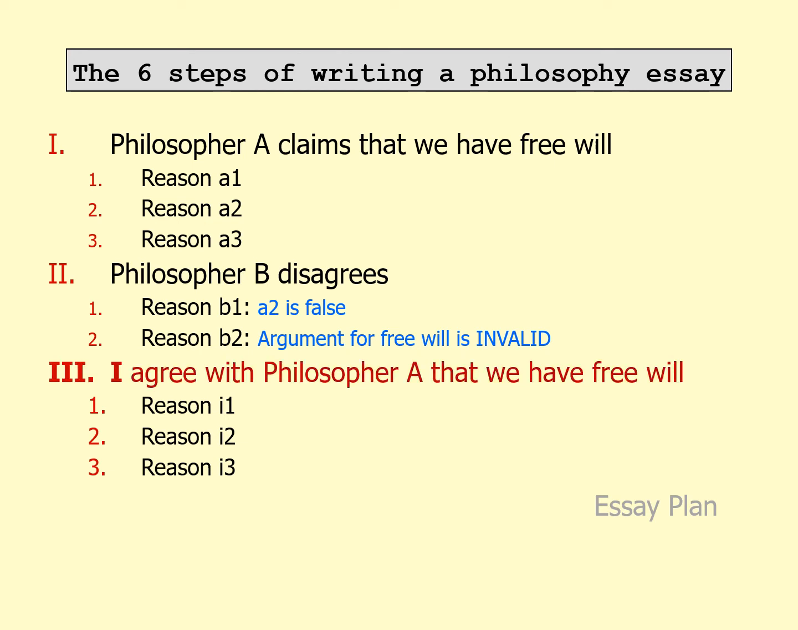Pay attention to Roman numeral 3. That is your thesis, your position, whether you agree or not with the first philosopher's thesis. This third part is not necessary in a purely exegetical essay. But in this example, you agree with philosopher A for the reasons I1, I2, and I3.